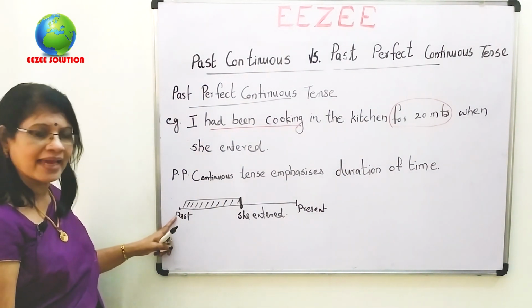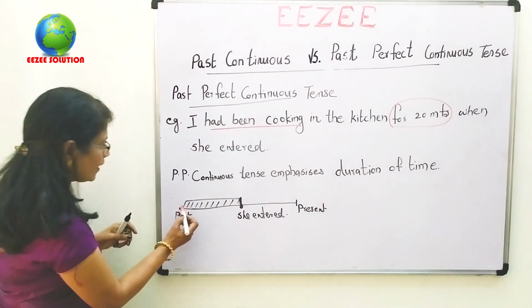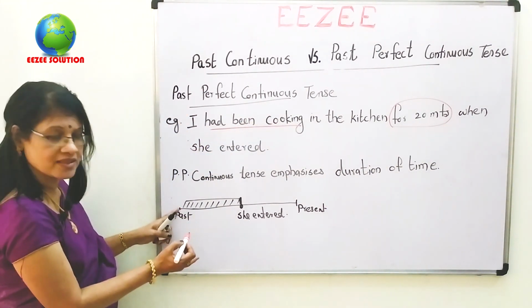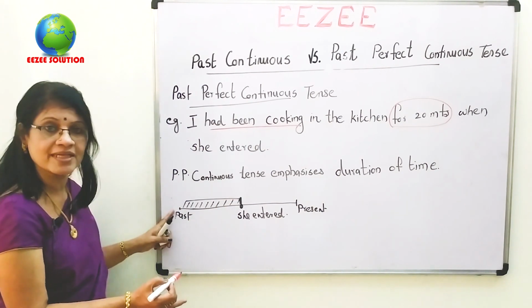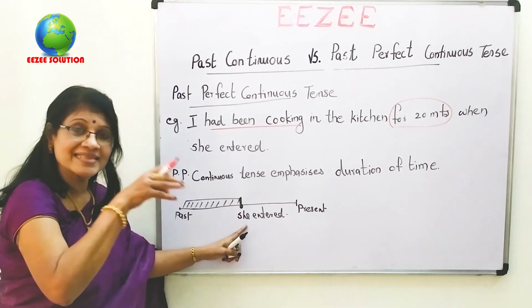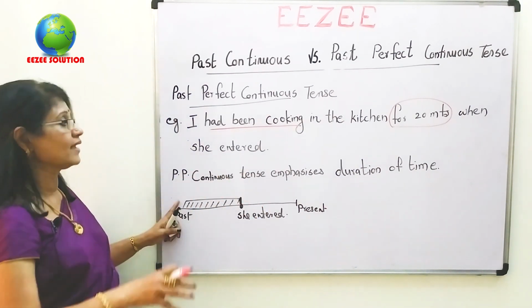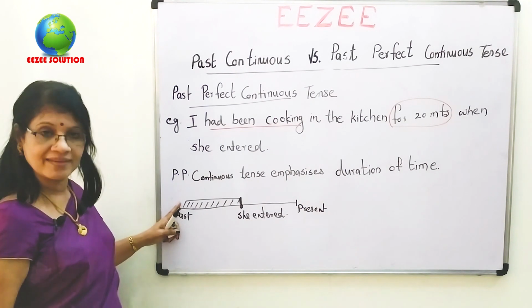Here is a timeline to show past perfect continuous tense. It started in the past, there is a 20 minutes duration, and after that she entered. We are just giving stress to that duration. I had been doing that. I had been cooking in the kitchen.